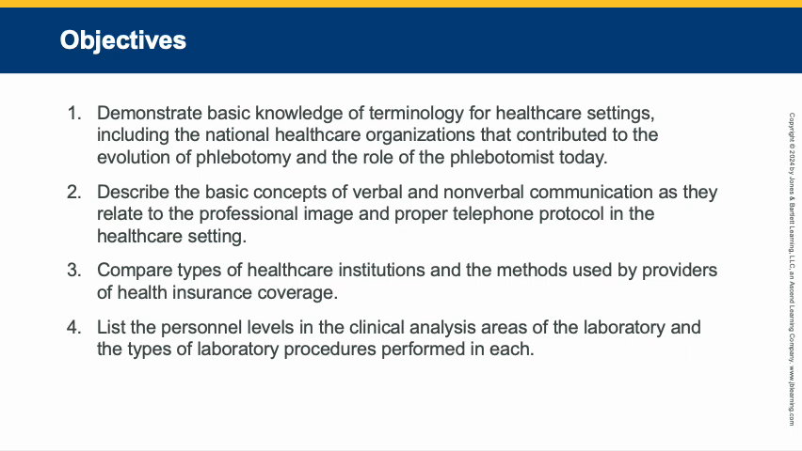Number 3, compare types of healthcare institutions and the methods used by providers of health insurance coverage. Number 4, list the personnel levels in the clinical analysis areas of the lab and the types of lab procedures performed in each. So even though you are going to be the phlebotomist that works in the hospital or clinic setting, you still have to know what those tests mean. Like, what do these tests require?